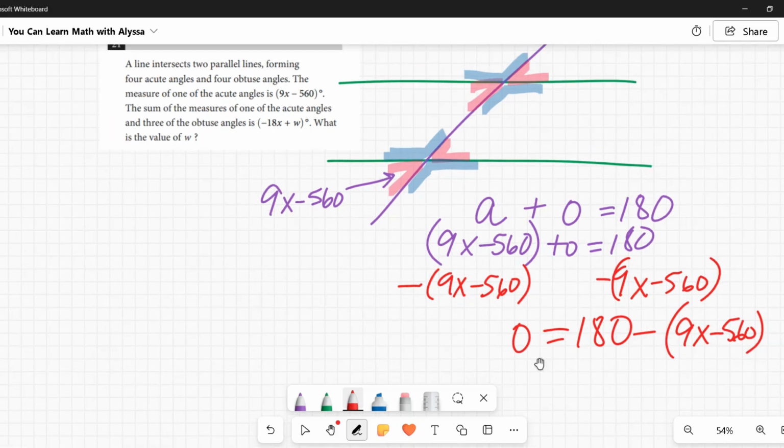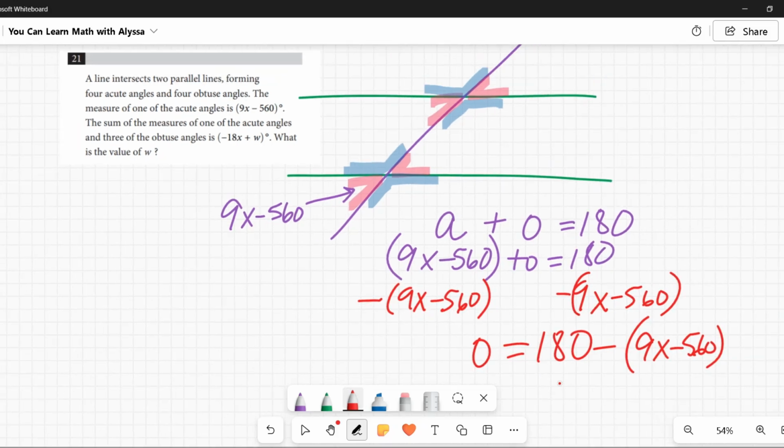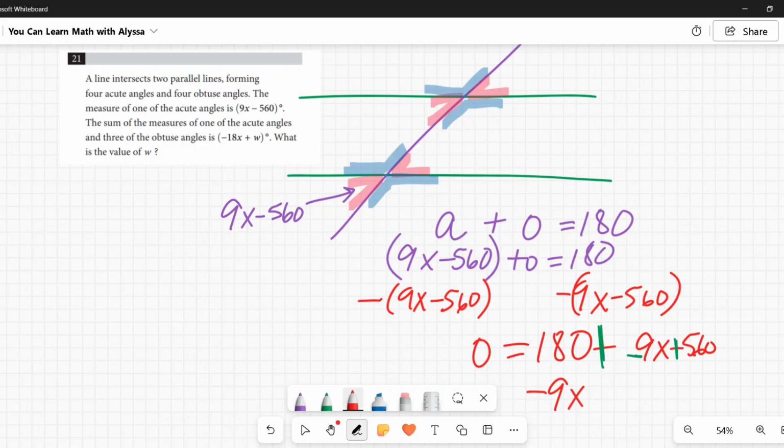Now I want to tidy that up a little bit. Since I have this minus the whole thing, I'm going to change this to a plus and change everything on the inside to the opposite. And now I can get rid of those parentheses and just combine like terms. So I have negative 9x, and then I have 180 plus 560, which is 740. Okay, so now I know that the obtuse angle is equal to negative 9x plus 740.